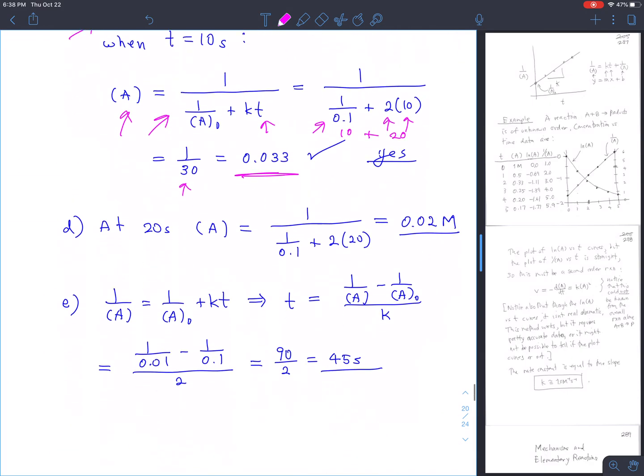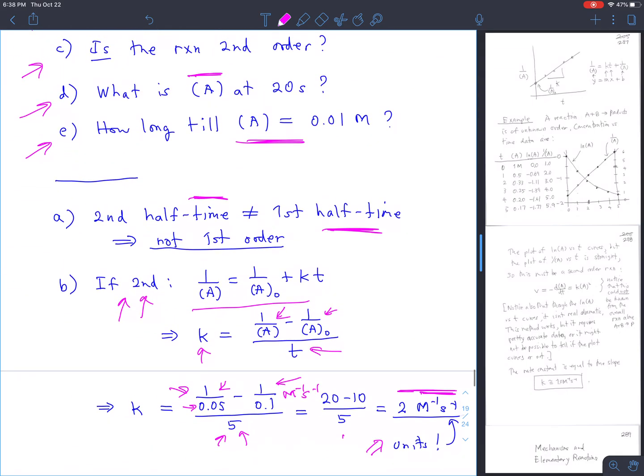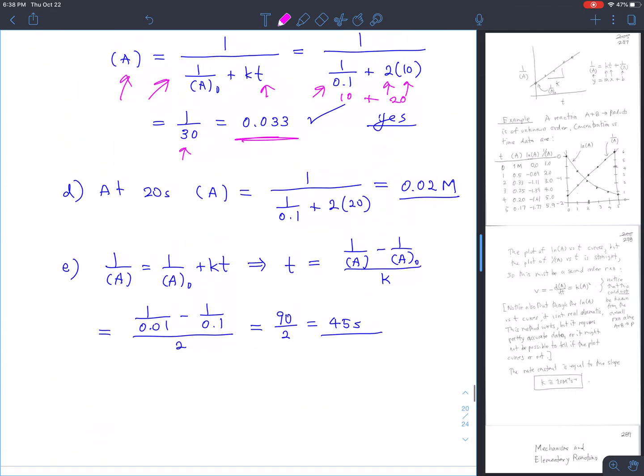All right, then, next question was, what is A at 20 seconds? We now know the order and the rate constant. What is it at some longer time? Again, we just use our integrated rate law. So it's 1 over 0.1 plus 2 times 20 seconds now. So that's 10 plus 40, so that's 1 over 50, that's 0.02 molar.